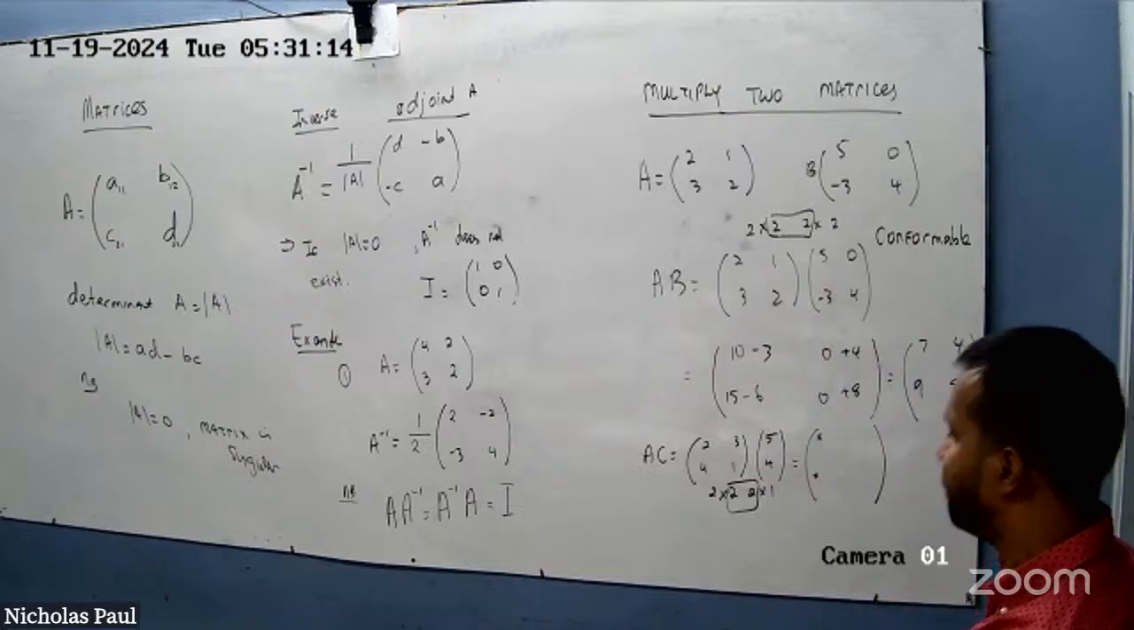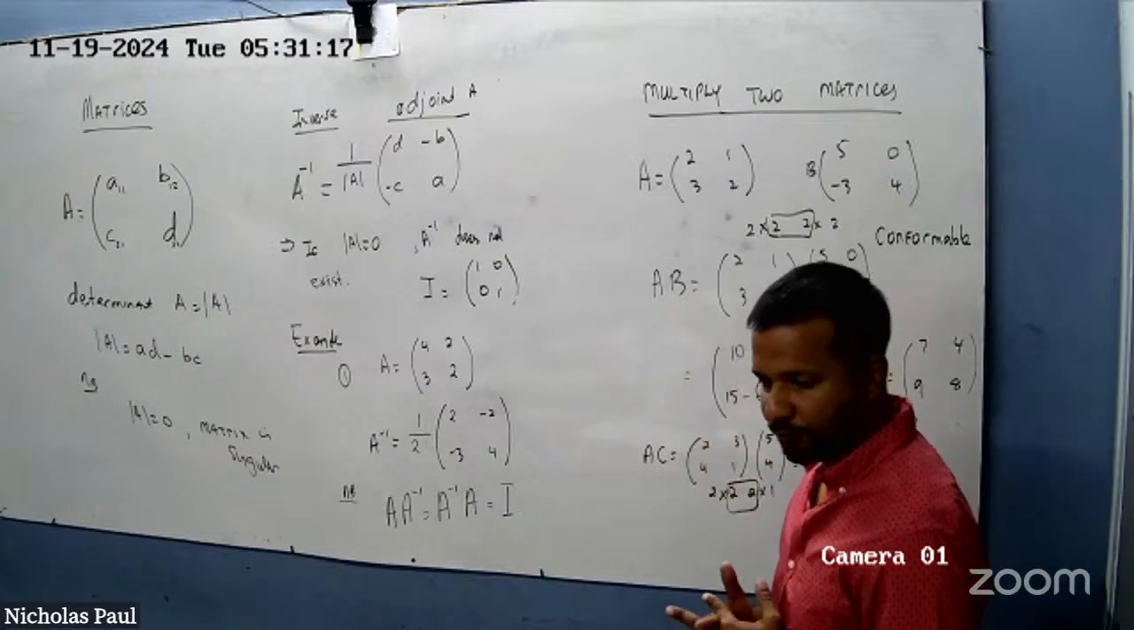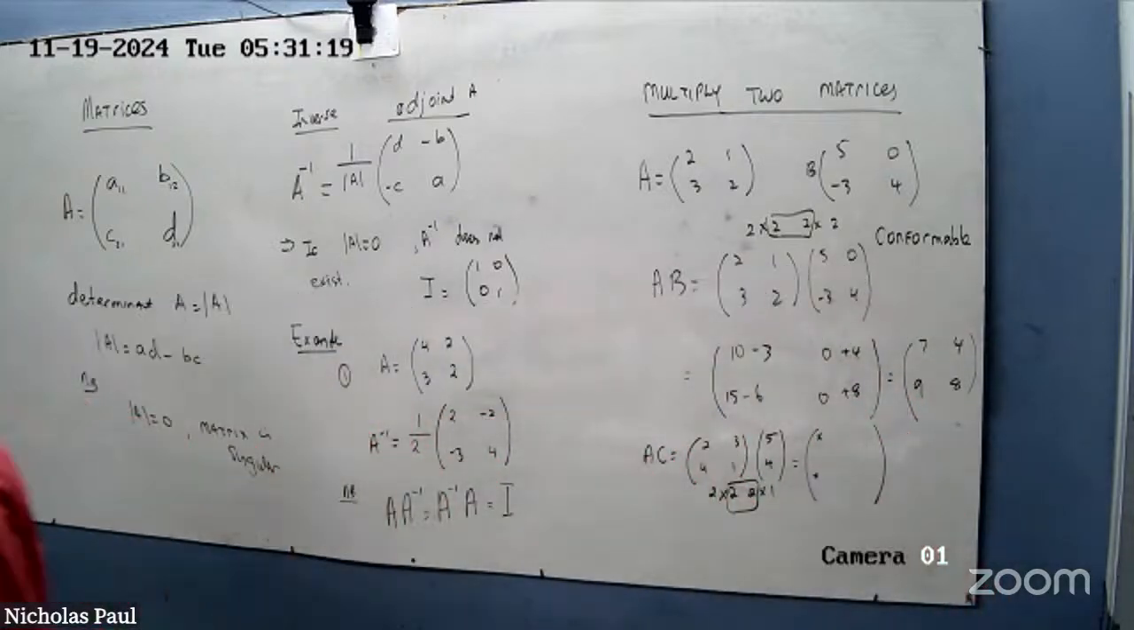Work it out quick, and then we can jump to 3 by 3 now. So everything that we did here, we're going to find it in 3 by 3.